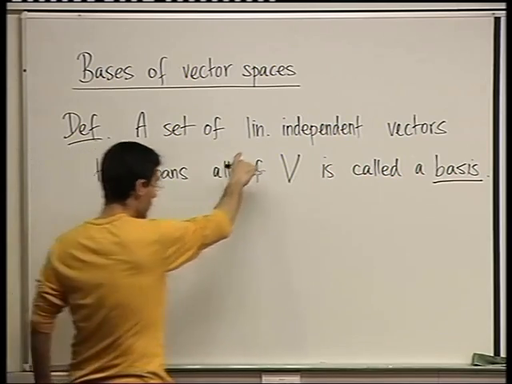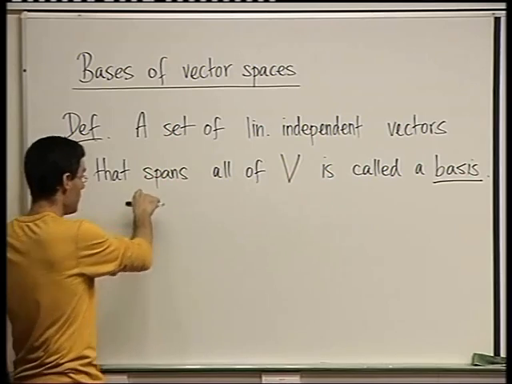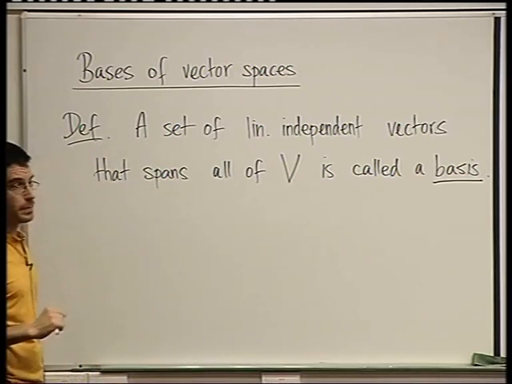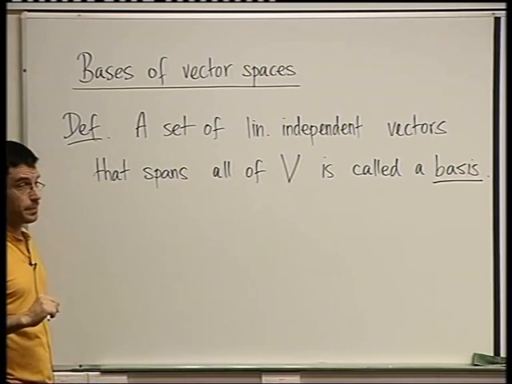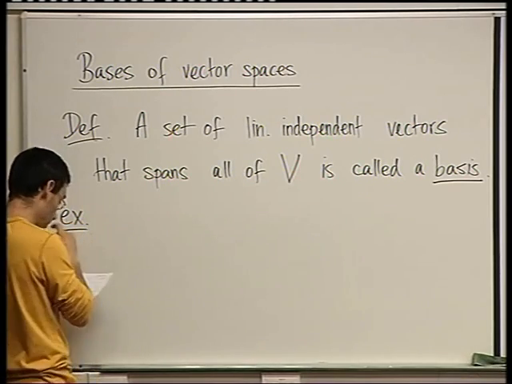Okay? So a basis is a set of vectors that has two properties. One property, they're linearly independent. Another property, they span the entire space, not just a subspace. Okay? Let's do some examples. So here are some examples.